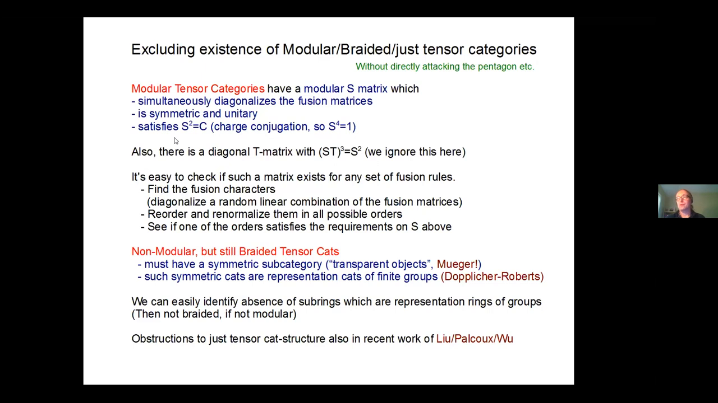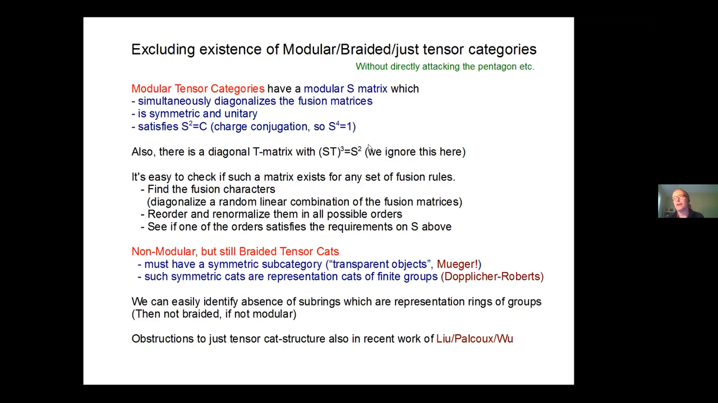So for example, if you want to see if a particular fusion ring can be the fusion ring of a modular tensor category, then we say, well, a modular tensor category, we know it must have a modular S matrix, which has the property that this matrix will simultaneously diagonalize the fusion matrices. It will be symmetric and unitary, and it squares to the charge conjugation matrix, which maps every particle to its antiparticle. In particular, that also implies that the fourth power of the S matrix is equal to one.